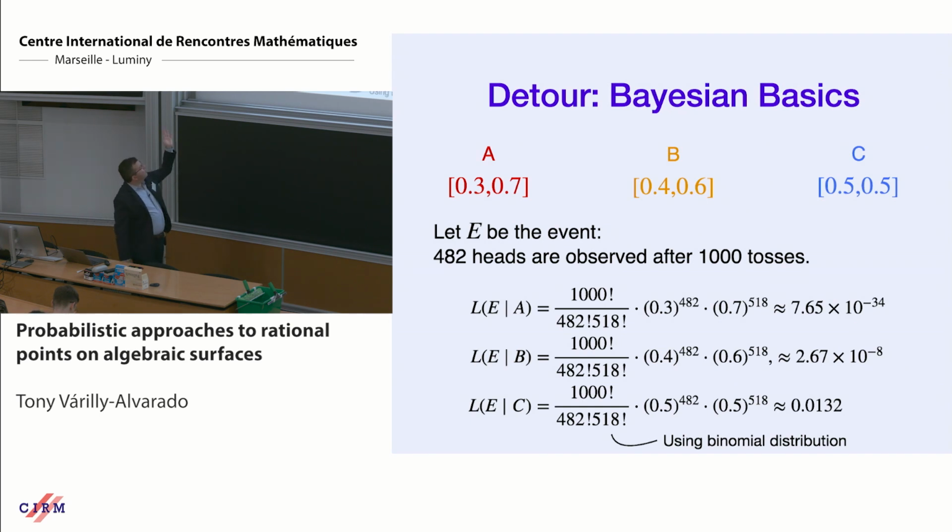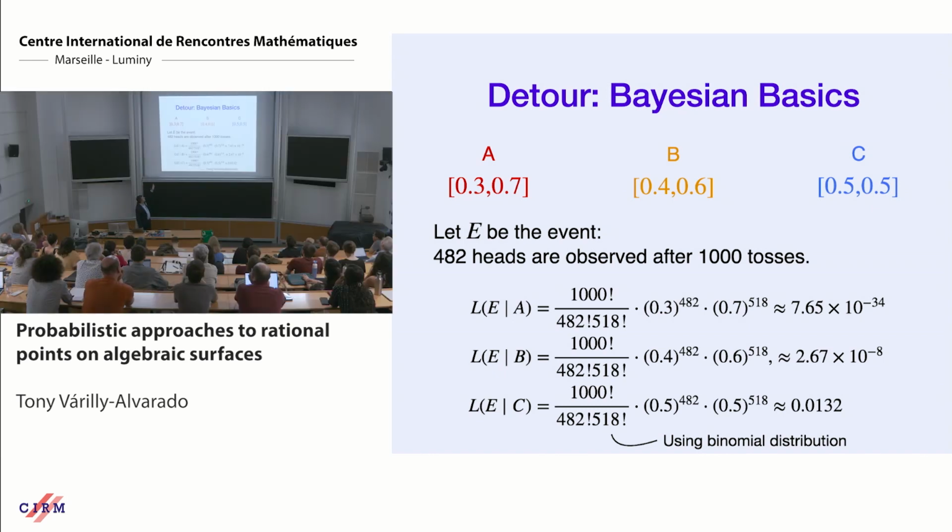Then we do the experiment, and so we have this event. We observed 482 heads after 1,000 tosses. And so you can ask, what's the likelihood of observing 482 heads given that it was scenario A? This is computed using a binomial model. And as you can see, it's vanishingly small. It's also really small for scenario B. It's also small for scenario C, but it is orders of magnitude better than the other 2. But these are not particularly big numbers. So what's going on?